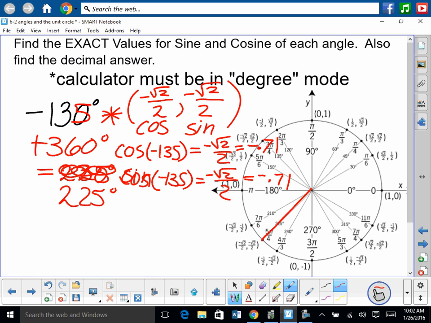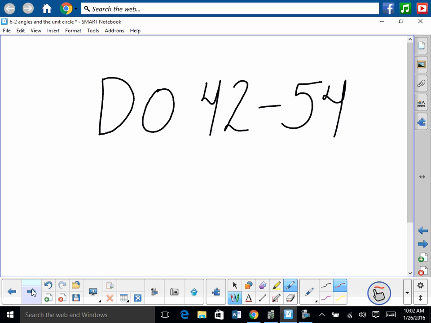All right, questions on how to do this? You all understood why I added 360, right? So I could just use the positive. It's a lot easier to make sure I didn't end up in the wrong spot when trying to go in the negative direction. Okay, awesome. Do 42 through 54.